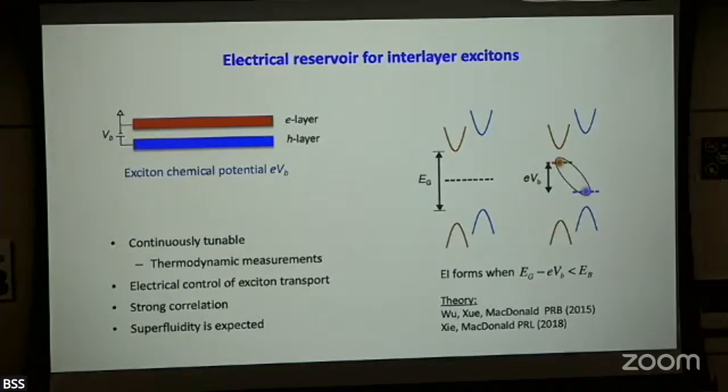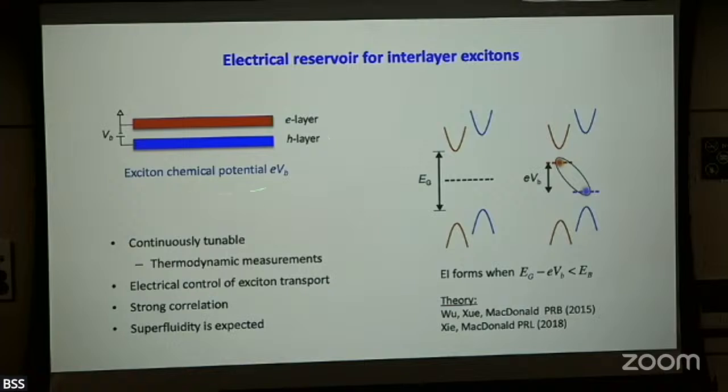Yes, exactly. Okay. So in this case, the carrier density is determined by how large a bias I turn on, right? And this can be continuously tuned. That means I can do a thermodynamic measurement, because the exciton chemical potential, or density, is pretty much determined by this bias voltage, right? And I can electrically control exciton transport if I put more contacts along the two layers, right? So they can flow.